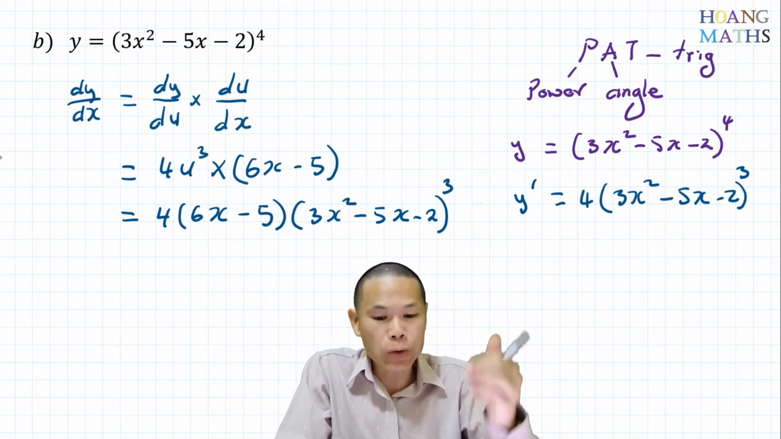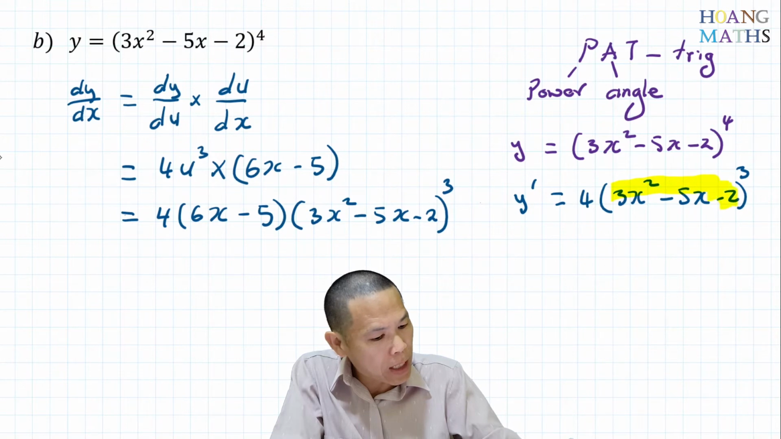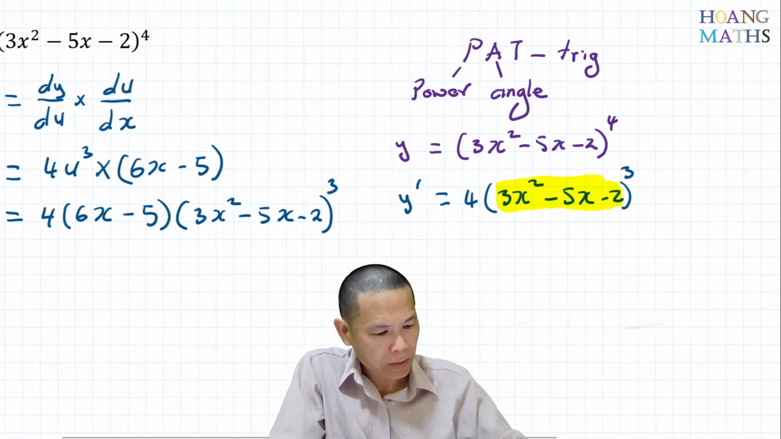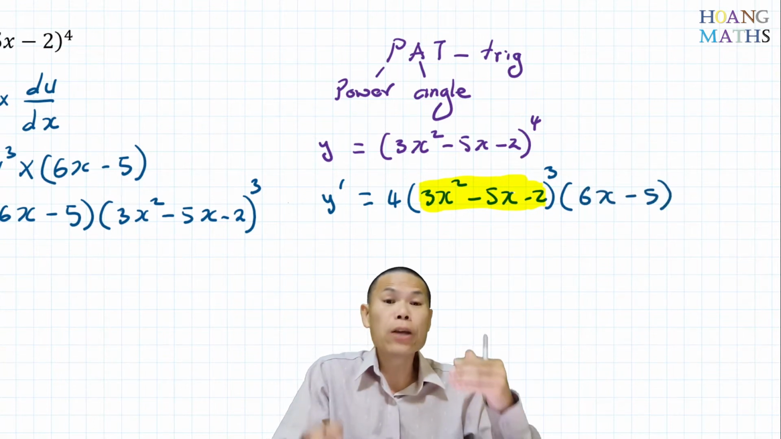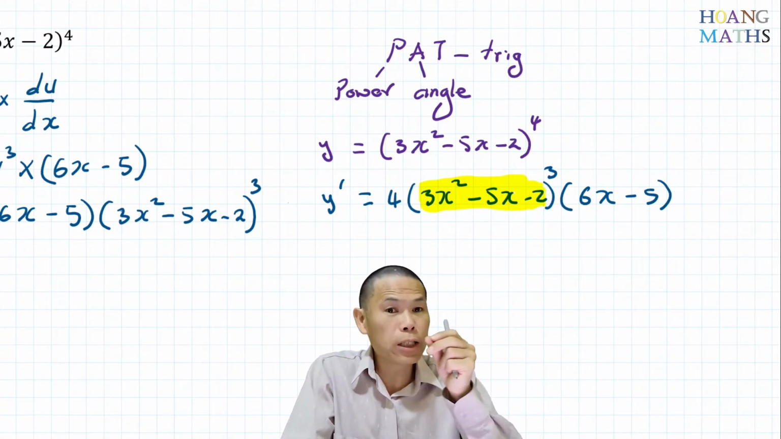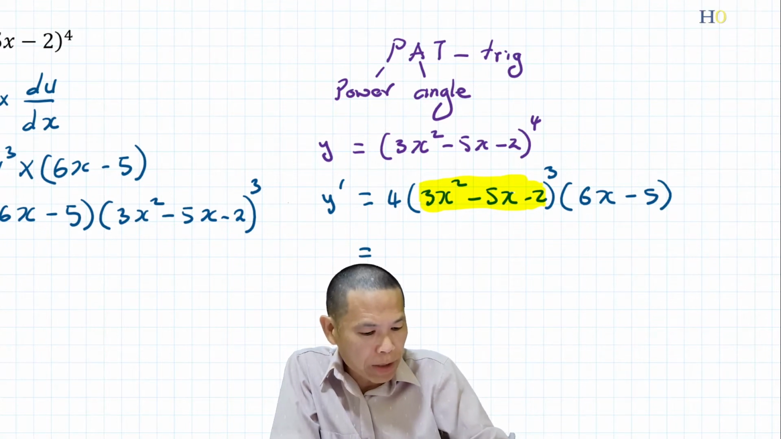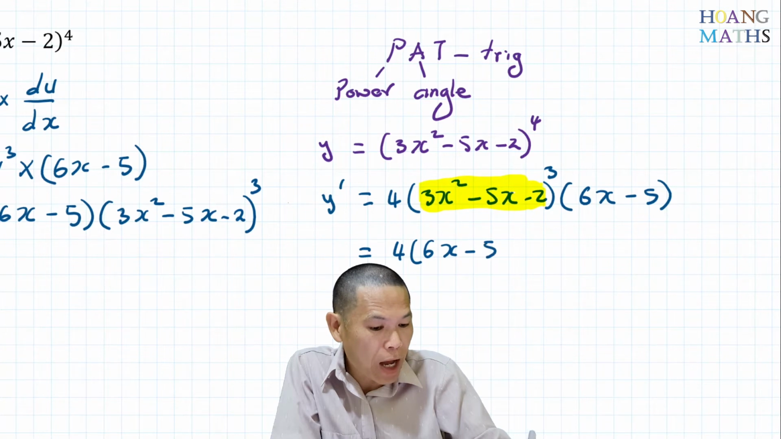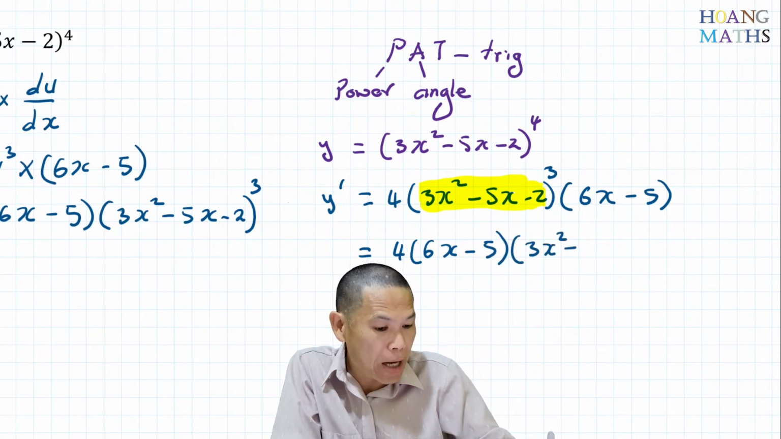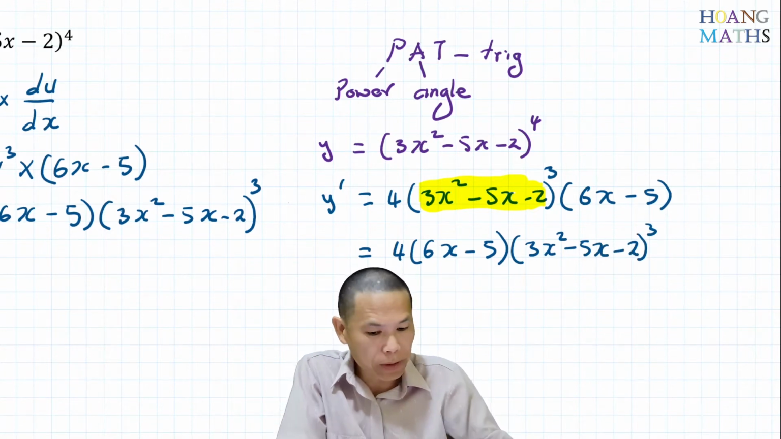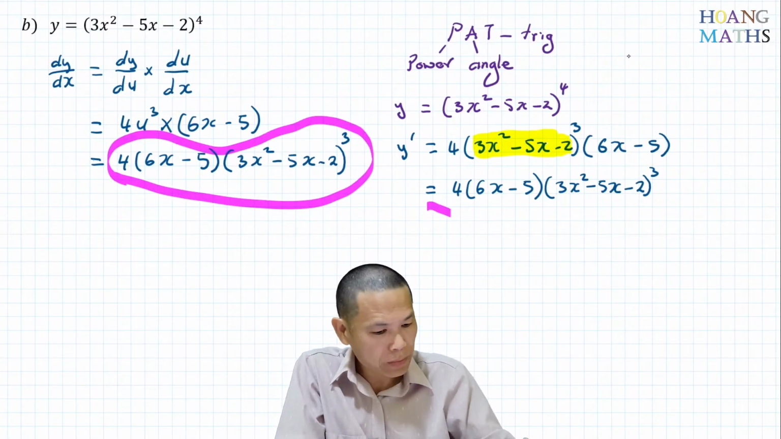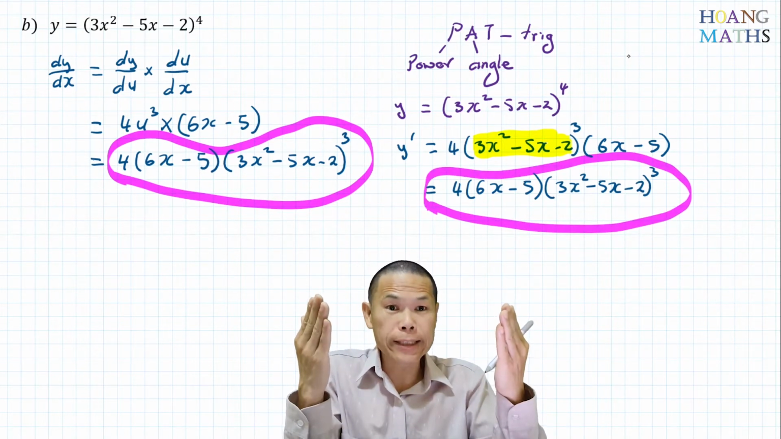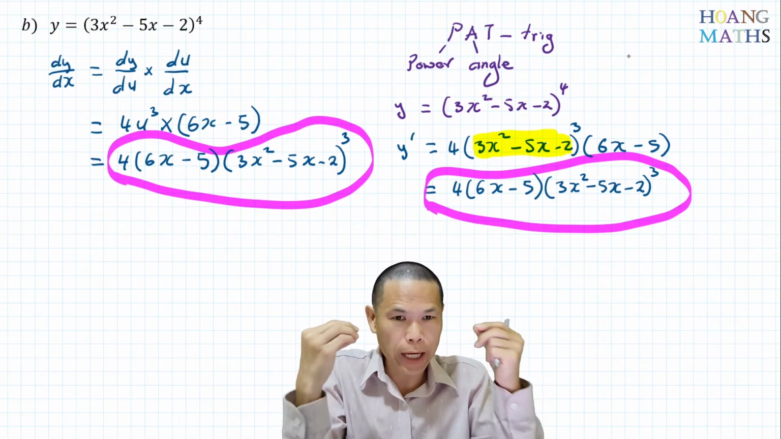Now we differentiate the angle. The angle is in here, we treat this as an angle. We need to bracket this first because it's more than one term. So to differentiate the angle, 6x and then minus 5. There you go. But then we have to tidy up. Let's write in increasing power, to be tidier. So that becomes 4, (6x minus 5), (3x squared minus 5x minus 2) to the power 3. There you go. This is it. That is the answer. So now we just use power, angle, trig to make it easier for us.